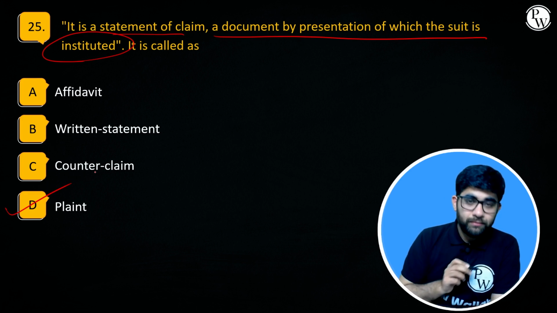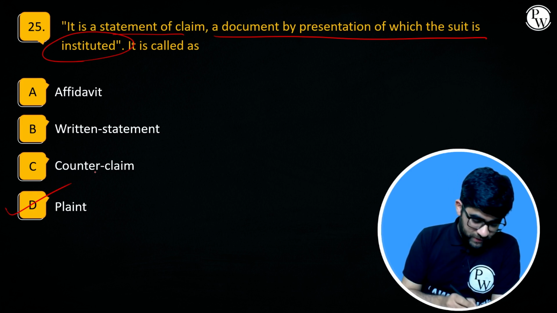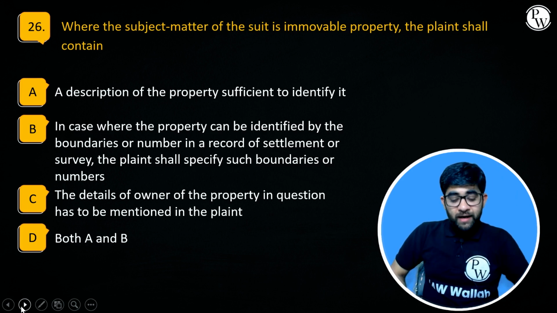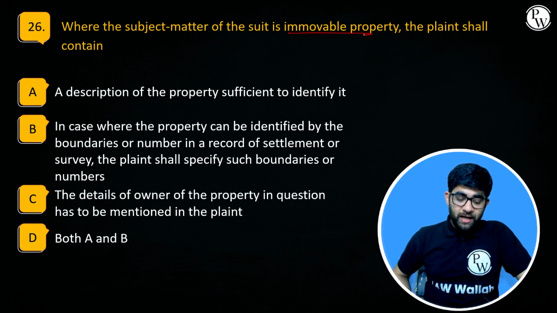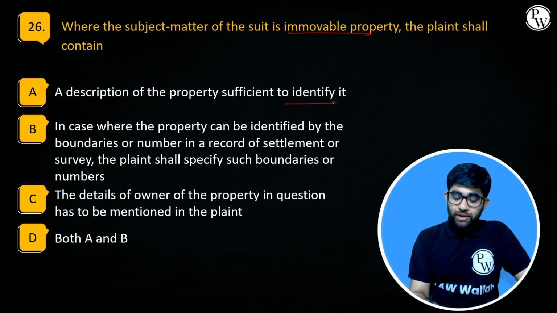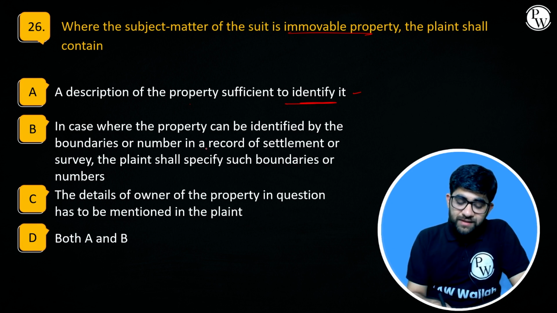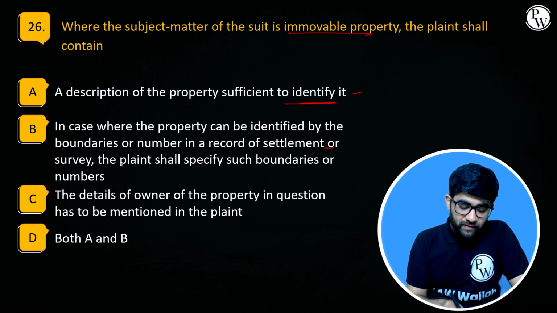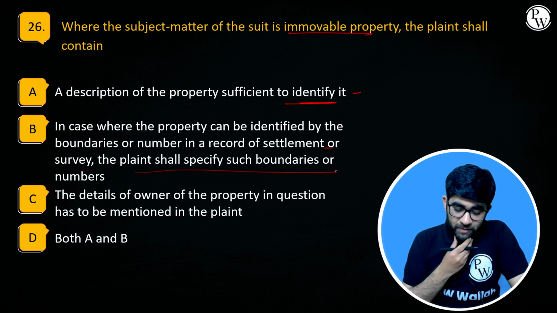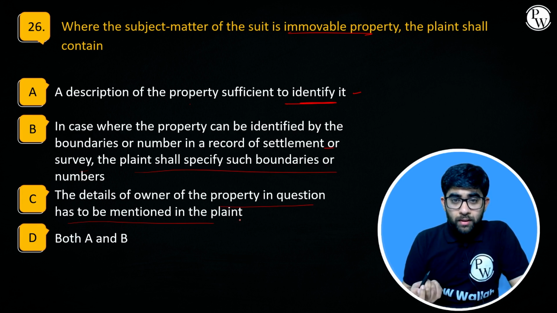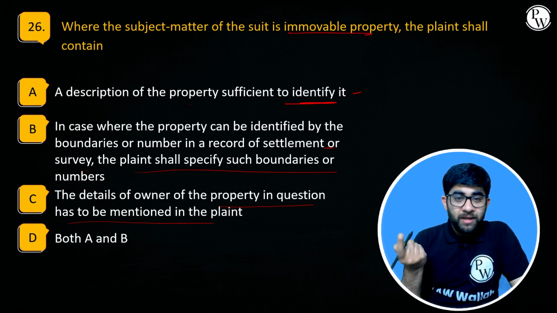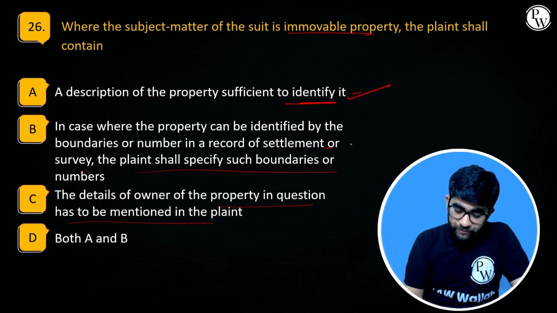25th. It is a statement of claim, a document by presentation of which the suit is instituted. It is called a plaint. Right? It is a plaint. Where the subject matter of the suit is immovable property, the plaint shall contain a description of the property sufficient to identify it, correct? In case where the property can be identified by the boundaries or number in a record of settlement or survey, the plaint shall specify such boundaries or numbers. The details of owners of the property in question have to be mentioned. Subject matter is immovable property. The answer to this is both A and B.